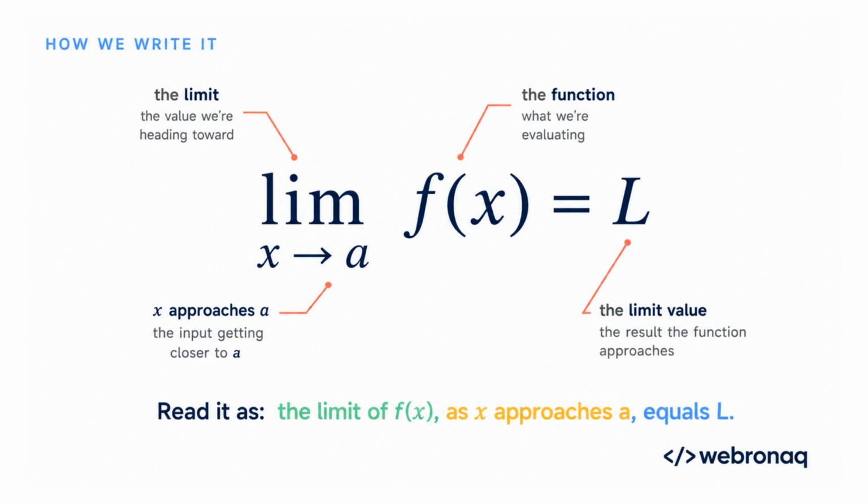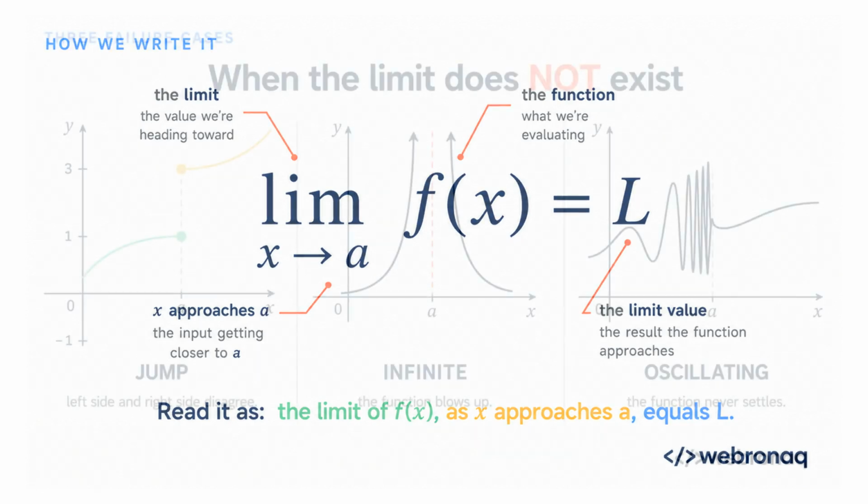So if I write limit of x plus 1 as x approaches 1 equals 2, I'm saying exactly what we saw 2 frames ago. As x gets closer to 1, the function x plus 1 gets closer to 2. That's the entire sentence in math form. Pretty clean once you decode it, right? Now let's look at the cases where things don't go so smoothly, where the limit refuses to exist.